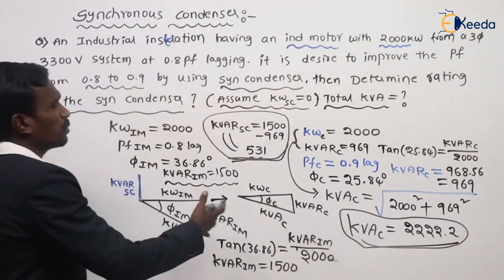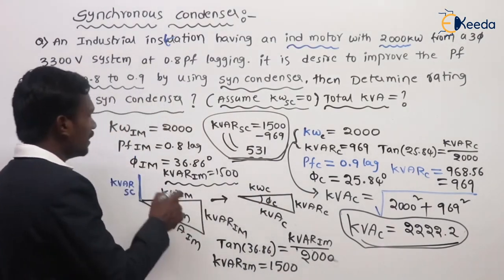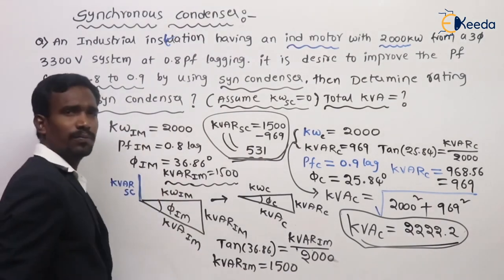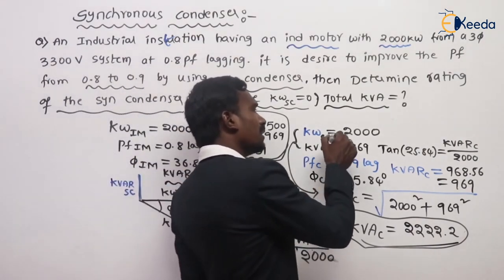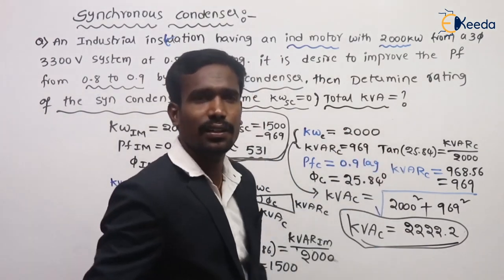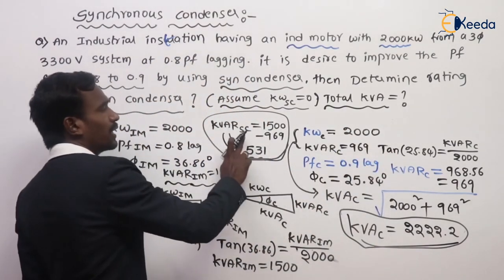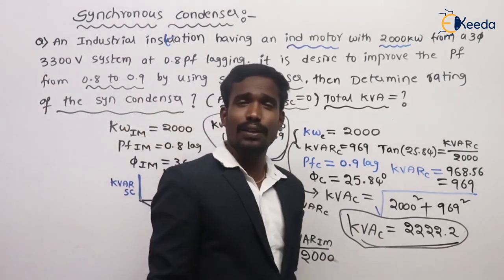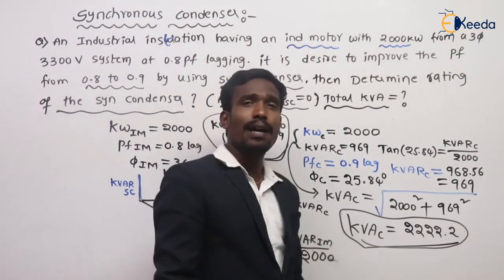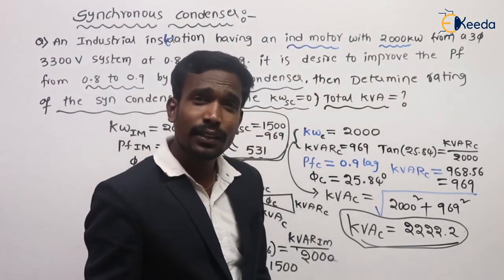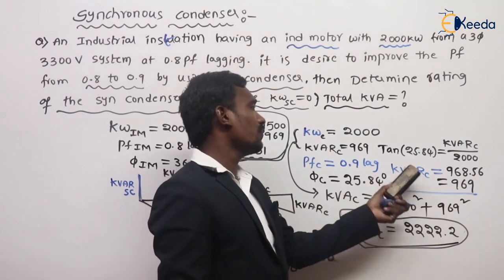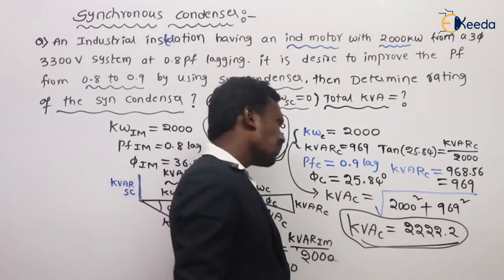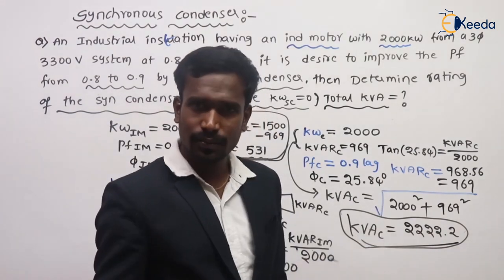Like this, we have to do the answers. Very simple. Here we have the power factor angle and kW, then find the kVA. Here also power factor angle and kW, so we find the kVA. From the subtraction of these two, we can get the synchronous condenser kVA. And if you want the combined kVA, it's very simple: the square root of kW squared of combined plus kVAr squared of combined. Very simple question.